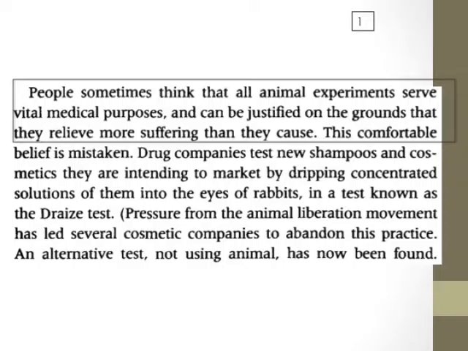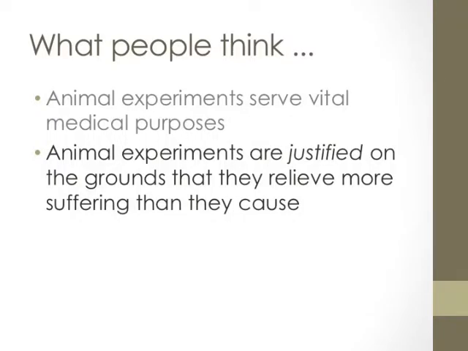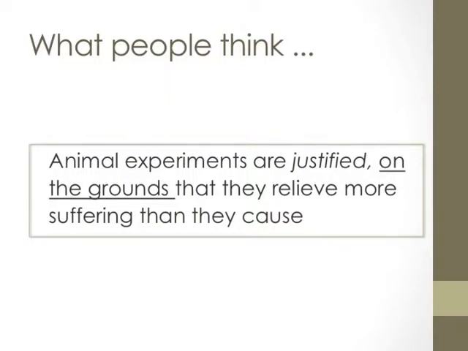So this argument, again, was based on weighing benefits and drawbacks. These two sentences express the beliefs that Singer attributes to people. I want to focus on the second because, as it is stated, it explicitly concerns the justification. Right? We're talking about the moral justification here for animal experiments. And so the belief is that animal experiments are justified on the grounds that they relieve more suffering than they cause. Notice that this is a mini argument.